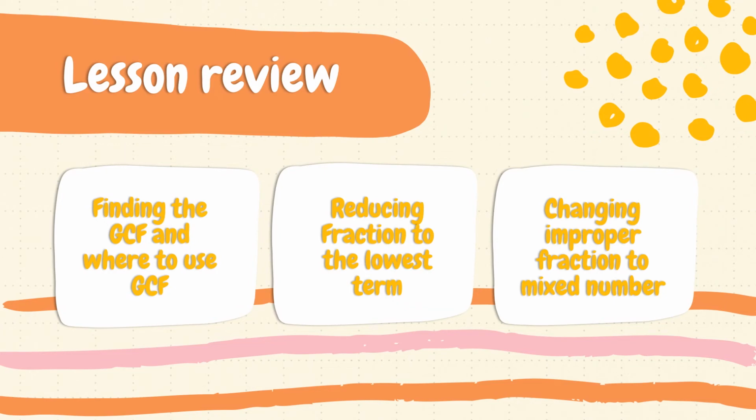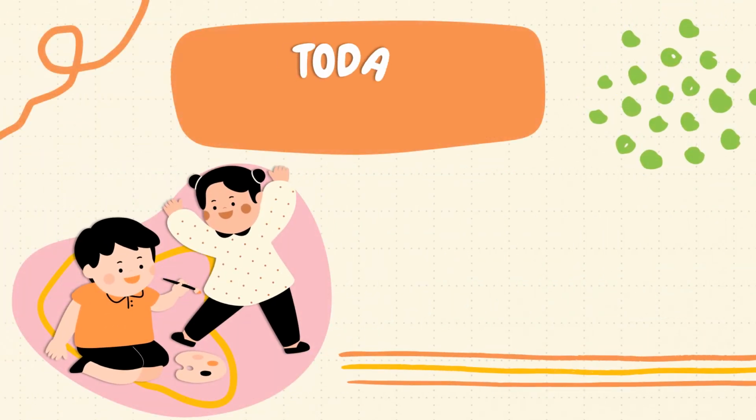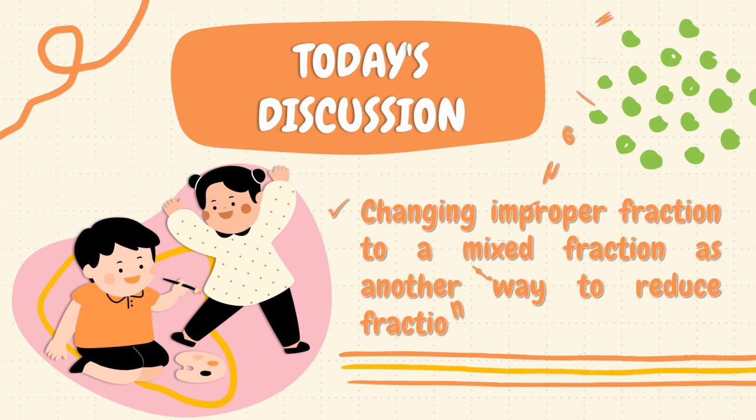Now we are done in finding the GCF and where to use the GCF. We are also done in reducing fraction to the lowest term. This time, let's talk about changing improper fraction to mixed number. Let us continue our discussion. This time, let's talk about changing improper fraction to a mixed fraction as another way to reduce fraction to the lowest term.